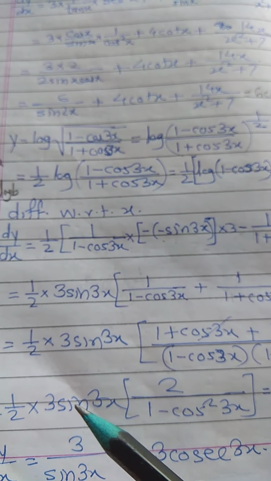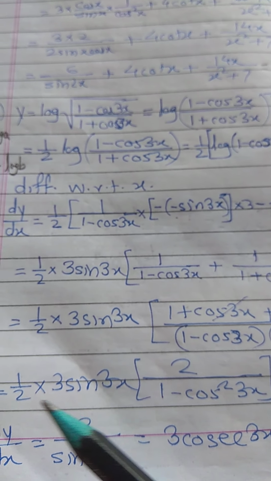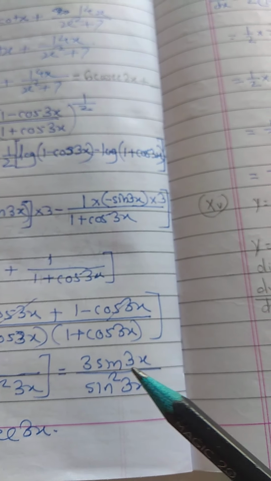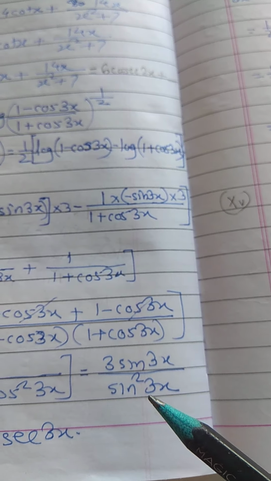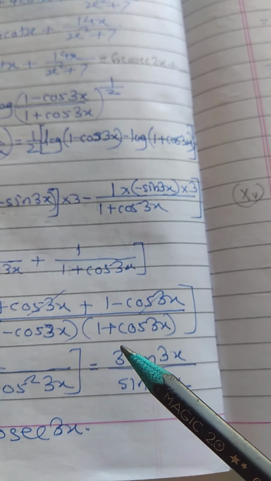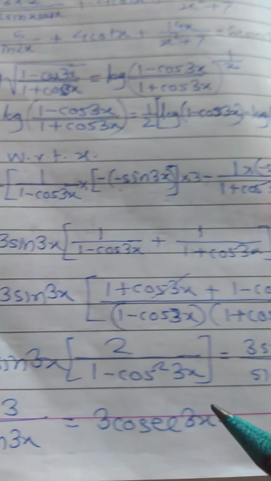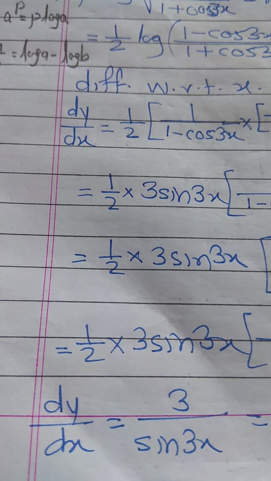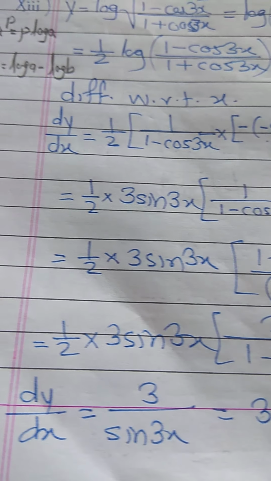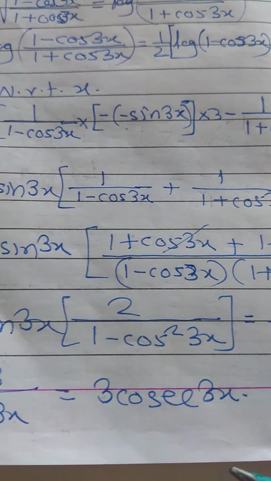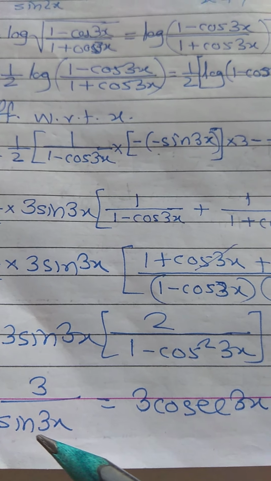This 3 sin 3x as it is, this 2 and this 2 will get cancelled. So sin 3x once again will get cancelled. What remains is 3 upon sin 3x. But 1 upon sin 3x is always equal to cosec 3x. So the answer is 3 times cosec of 3x.